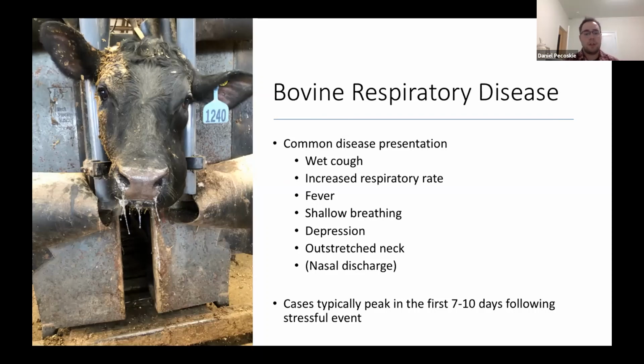So typically following stress, you're going to have cases of pneumonia peak in the first 7 to 10 days. You can certainly see some cases sooner, but that's usually when the bulk of the calves are going to be sick. Just thinking on a practical aspect, in calves that are getting weaned and stressed out, separated from their moms for the first time, you can usually see an incidence of disease pretty soon afterwards, and again, that peak of disease happening about a week later. So the question to us is, what can we do to intervene, prevent, and try to reduce the incidence of disease in our backgrounded calves?